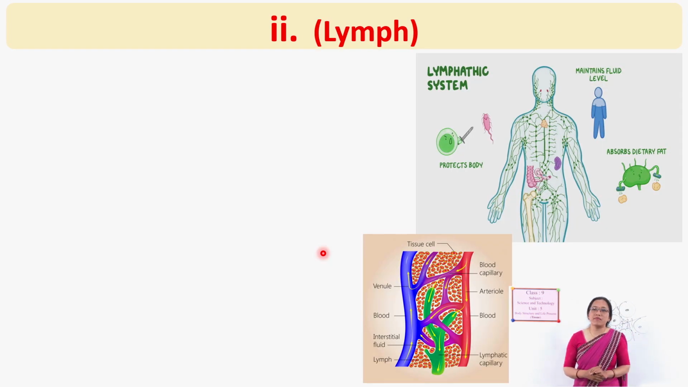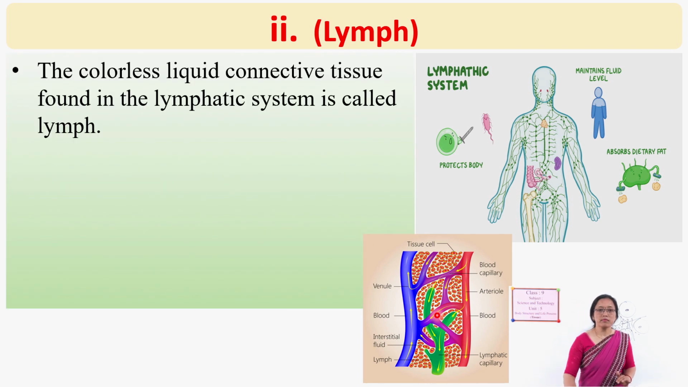Next one is lymph. Blood is red in color due to the presence of hemoglobin and RBC, but lymph is a colorless fluid connective tissue which does not contain RBC. Due to lack of RBC, it is colorless. And it flows through the lymphatic system. That means the lymph is flowing through the lymphatic system where blood vessels or blood have not reached in our body. It is used to pass the nutrients and other substances.